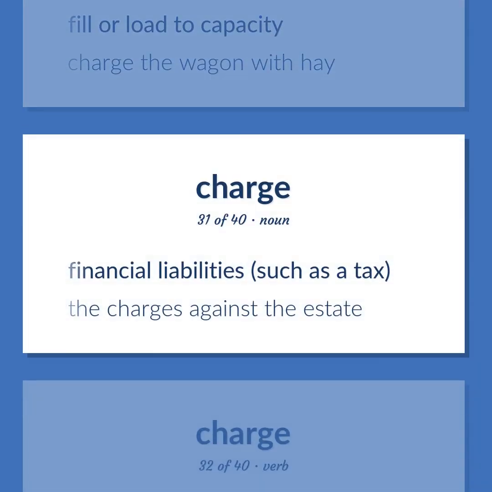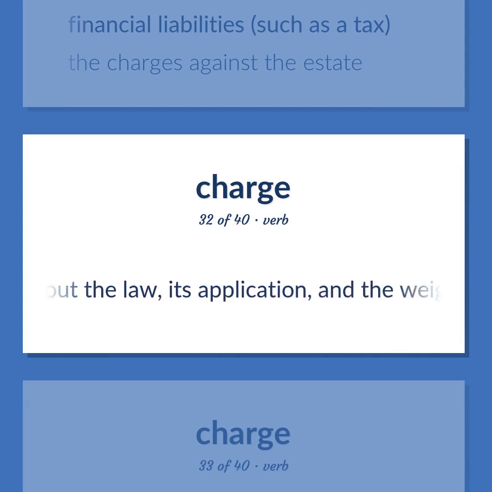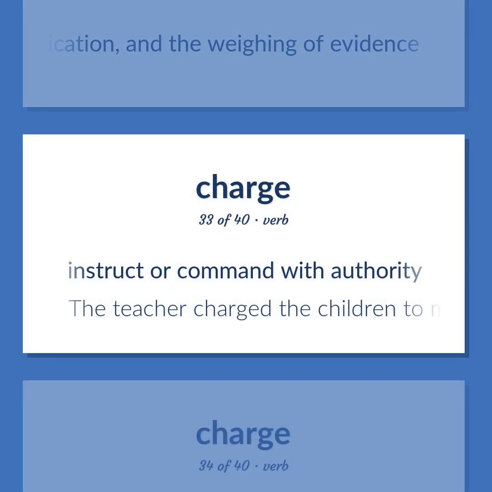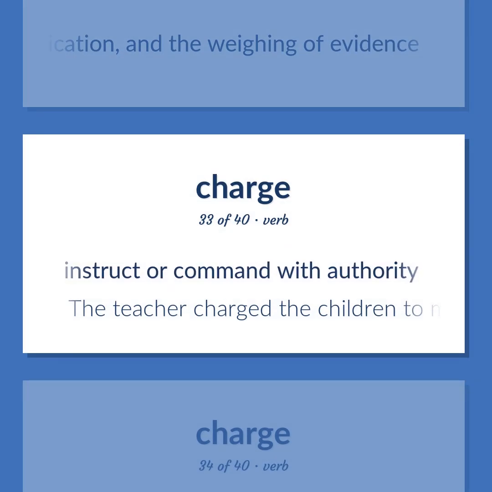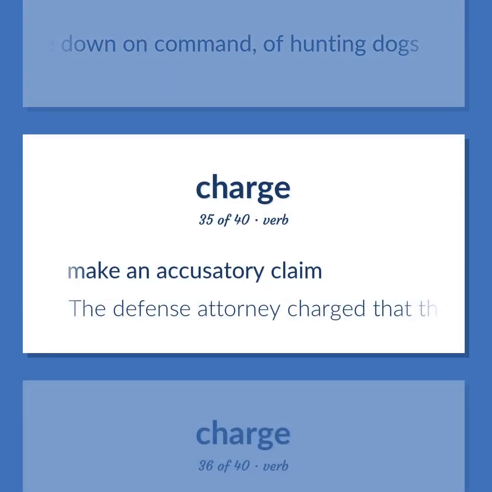Financial liabilities, such as a tax. The charges against the estate. Instruct a jury about the law, its application, and the weighing of evidence. Instruct or command with authority. The teacher charged the children to memorize the poem. Lie down on command, of hunting dogs. Make an accusatory claim. The defense attorney charged that the jurors were biased.